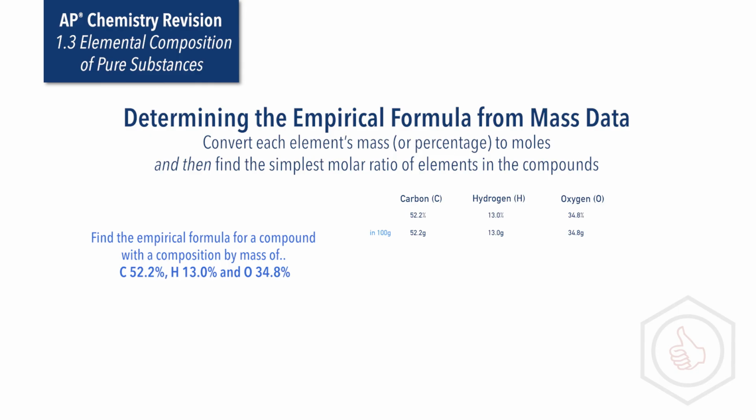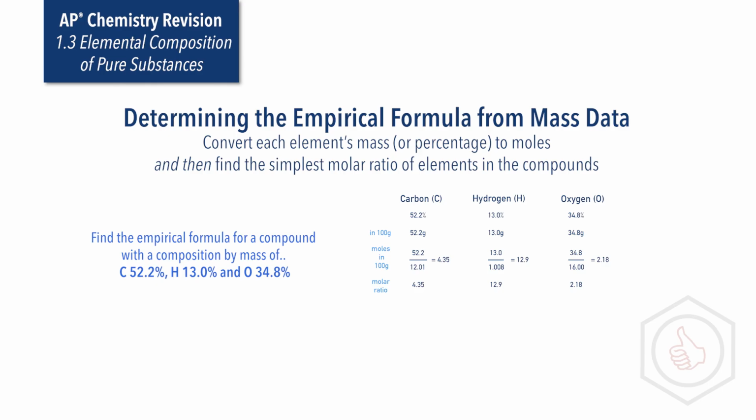We can convert these masses to moles using n = m/Mr, mass divided by molar mass. For carbon, that would be 52.2 divided by 12.01, so 4.35 moles. For hydrogen, 13.0 divided by 1.008, giving us 12.9 moles. And for oxygen, 34.8 divided by 16, giving 2.18 moles. So this means in every 100 grams of our compound, there's 4.35 moles of carbon, 12.9 moles of hydrogen, and 2.18 moles of oxygen. To get this into the simplest whole number ratio, we divide by the smallest number.